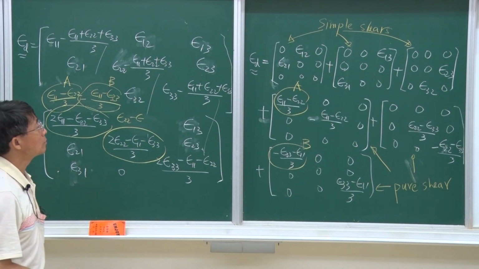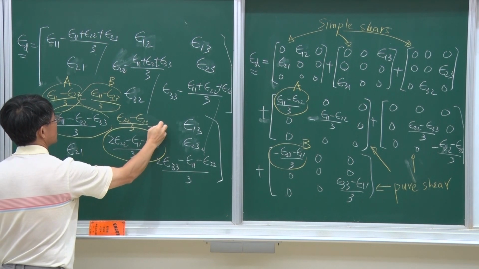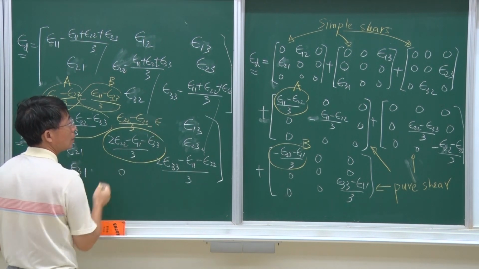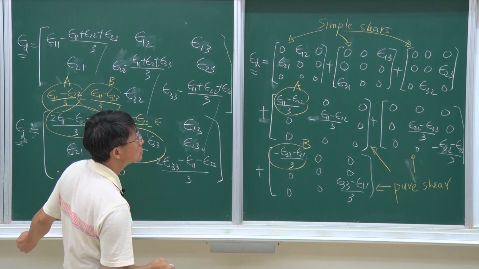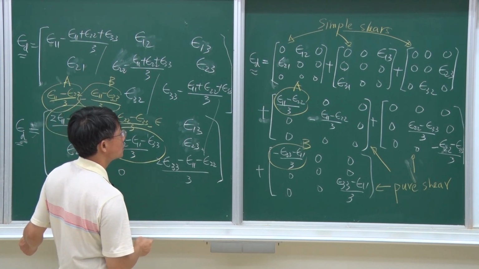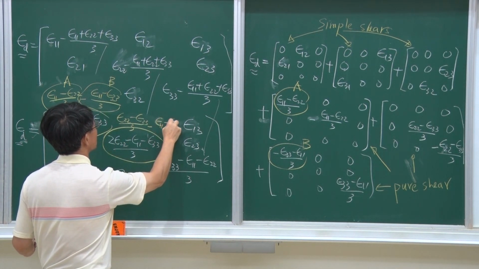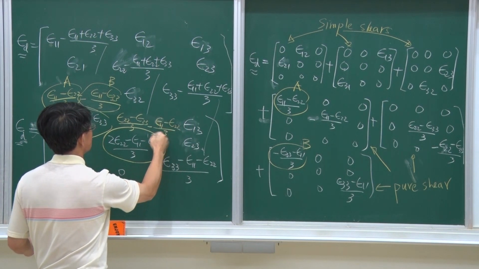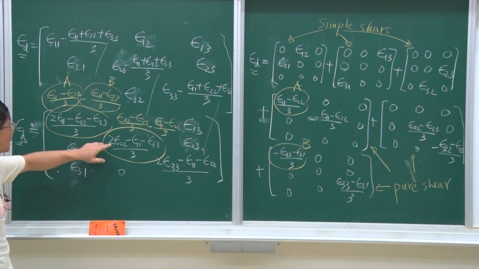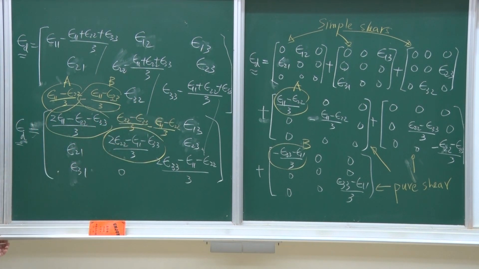epsilon 2 minus epsilon 3, minus epsilon 1 minus epsilon 2. Yes, exactly. I decompose this term into this term and this term. Let me check it twice. Yes, I didn't make any mistake now.